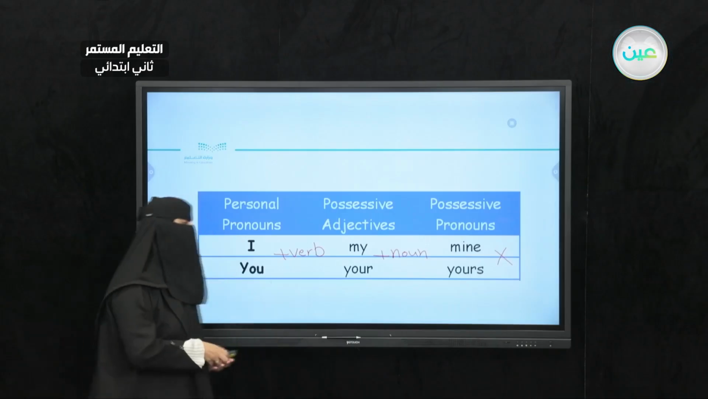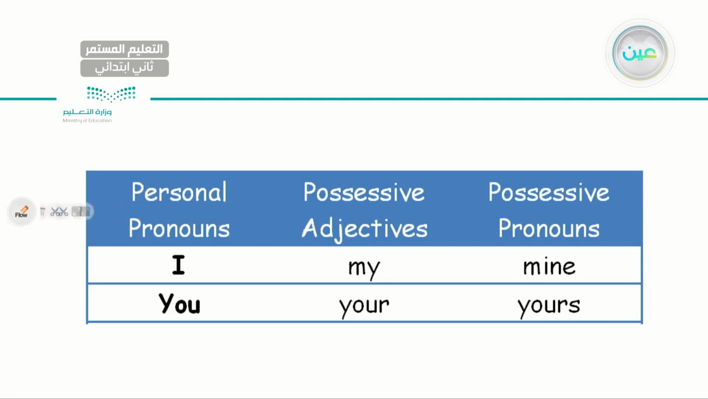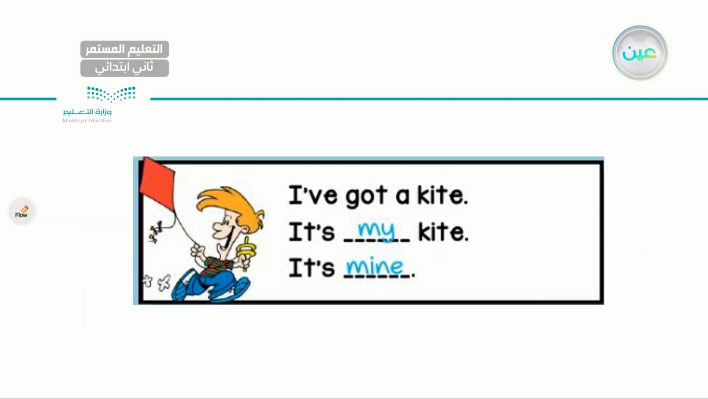Okay? Let me give you an exercise to check your understanding. Here, let's read this sentence together. I have got a kite. So here I have the pronoun I. I have got a kite. It's followed by a verb, right? I have got a kite. It is my kite. My here is followed by a noun. Very good. My kite. It is mine. I don't need to write anything after mine.